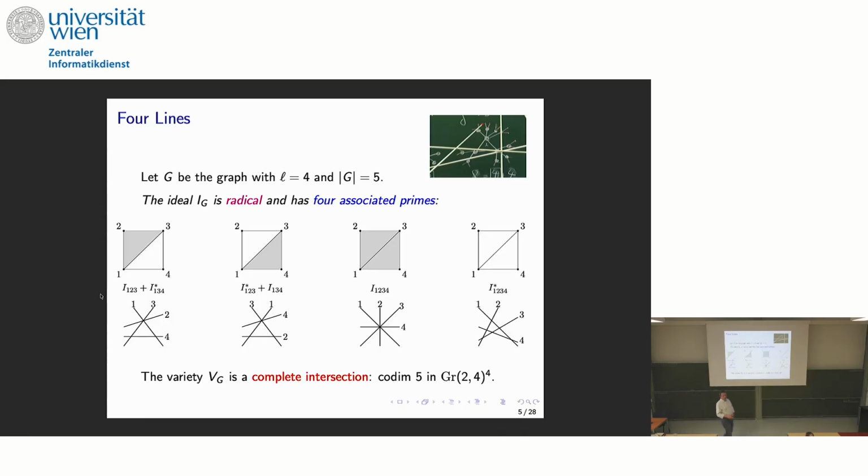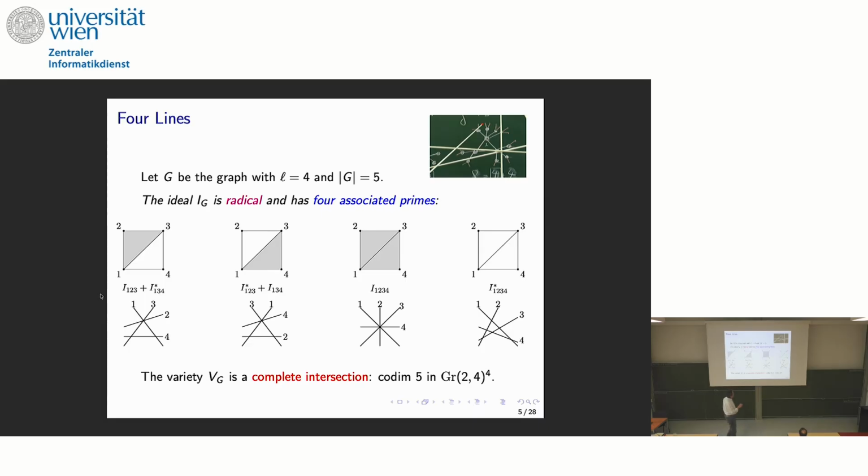So if the lines are called A, B, C, D, then my ideal is generated by AB, AC, AD, BC, and BD. Now this ideal is again radical, but it now is the intersection of 4 prime ideals. And Melissa gets progressively more happy, right? They're exactly her pictures. And so now we're subdividing a square into black and white triangles. And this corresponds to the corresponding pictures of lines. And here are the prime ideals. So this ideal is the intersection of 1, 2, 3, 4 prime ideals.